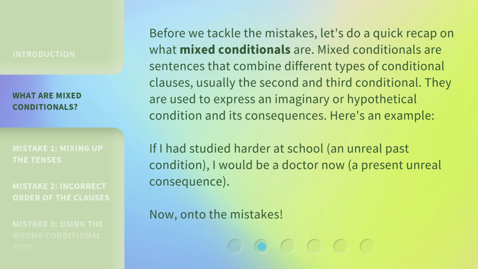Before we tackle the mistakes, let's do a quick recap on what mixed conditionals are. Mixed conditionals are sentences that combine different types of conditional clauses, usually the second and third conditional. They are used to express an imaginary or hypothetical condition and its consequences. Here's an example. If I had studied harder at school, an unreal past condition, I would be a doctor now, a present unreal consequence. Now, on to the mistakes.